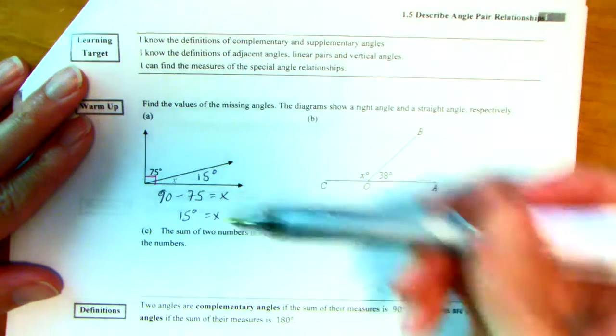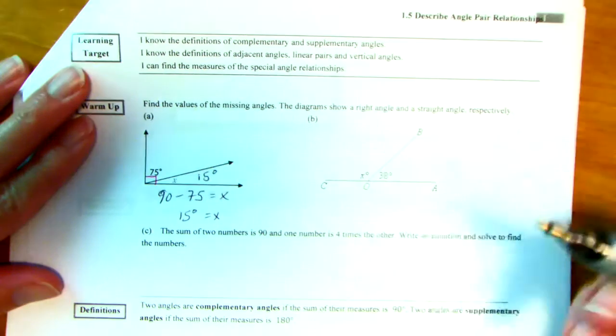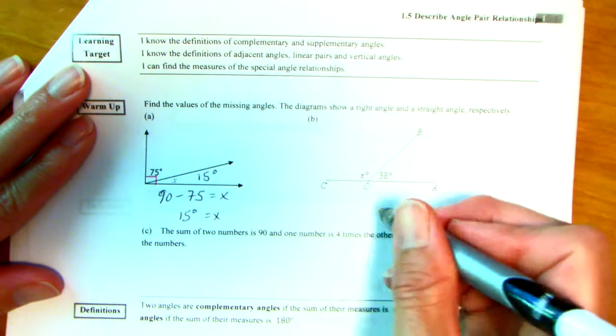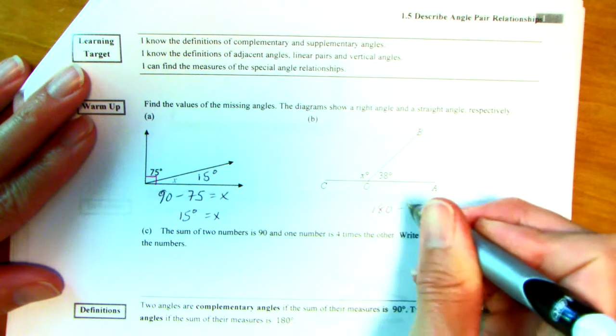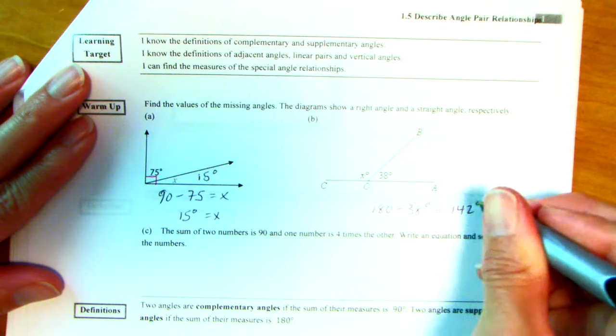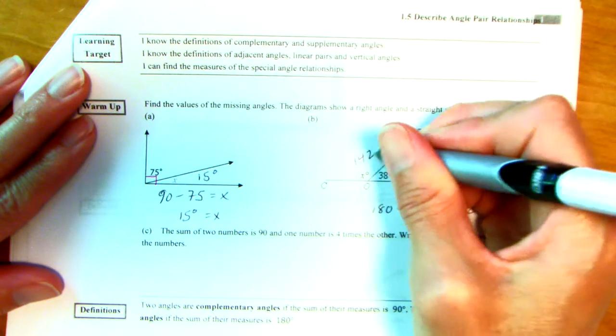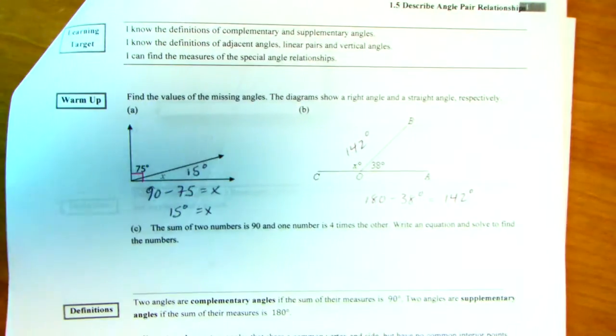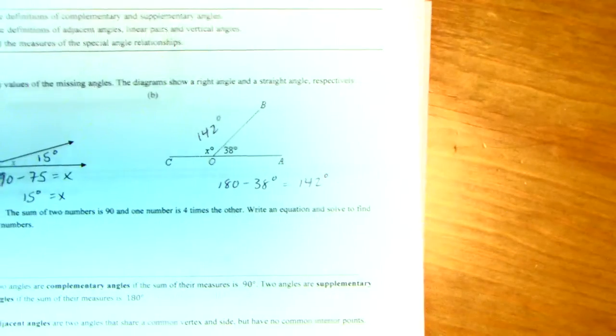All right, so these two add up to 90 degrees. Now these two add up to 180. So if I take 180 minus 38, you're going to get 142. So this angle is 142. Now these angles have special names, and so I will get there in a second so you can see that a little bit better.